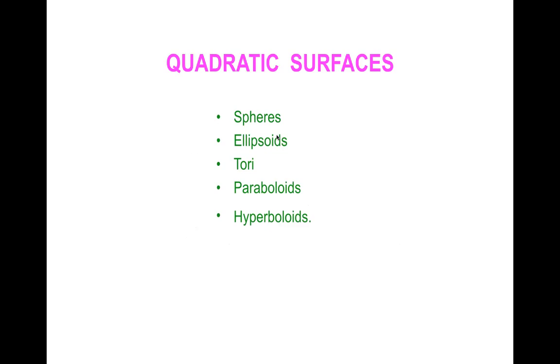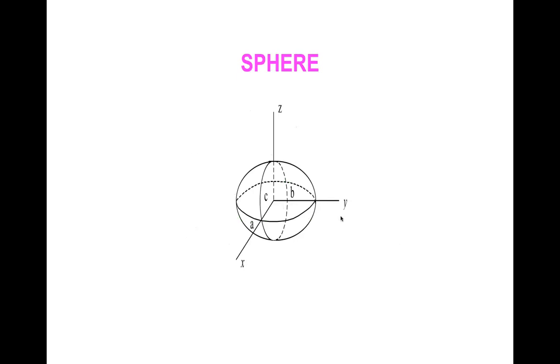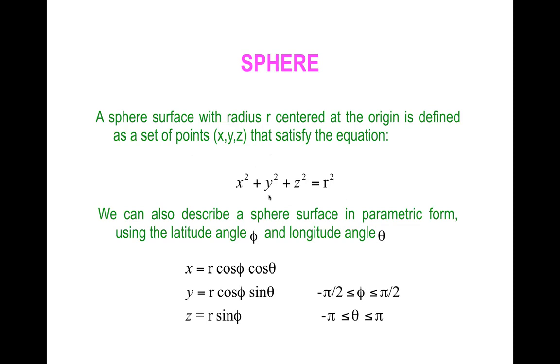And then I will go to the quadratic surface, right? There are several kinds of quadratic surface, the surface of degree two, right? Starting from spheres, ellipsoids, toroids, paraboloids, hyperboloids, right? You may be familiar with these surfaces from calculus two. Starting from the sphere, it can be defined in terms of x squared plus y squared plus z squared equals r squared. Okay, and then you can also define this sphere in terms of trigonometric functions, right?